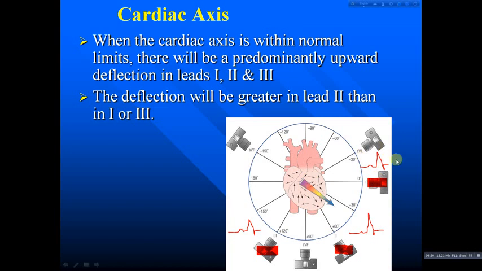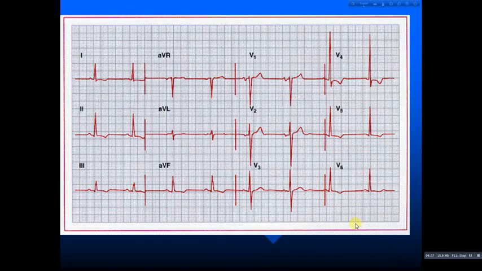So here you can see positive, but more positive in lead 2, so this is normal cardiac axis. And now what will happen in right axis deviation? If we see the theory, when the right ventricle is hypertrophied, it will exert more impression on the ECG, and so the axis will swing towards the right.